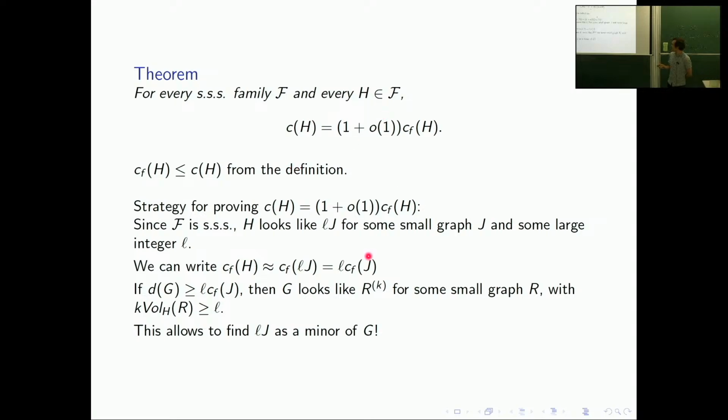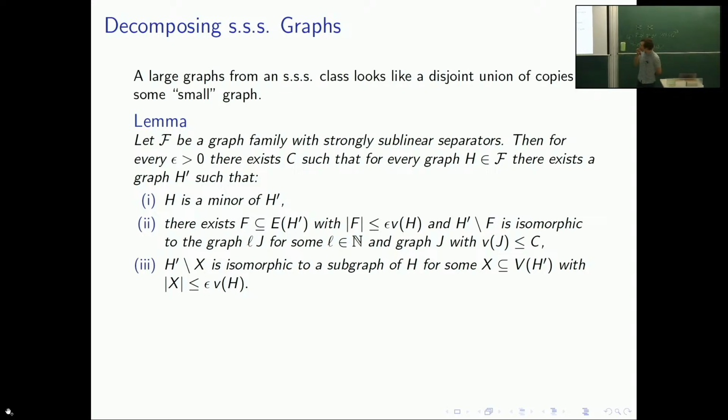This is not quite the end of the proof, but this is the first goal, to get to this point here, where we get something which is, I promise, almost the thing we're looking for. So this is what I mean when I say that a large graph from an SSS class looks like the disjoint union of copies of some small graph. So for every positive epsilon, there exists some constant C. Now, this is a very large constant, but it is just dependent on epsilon and the class.